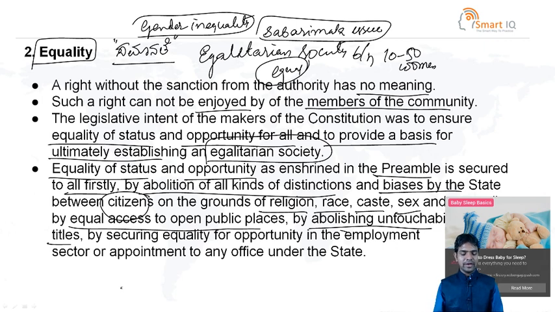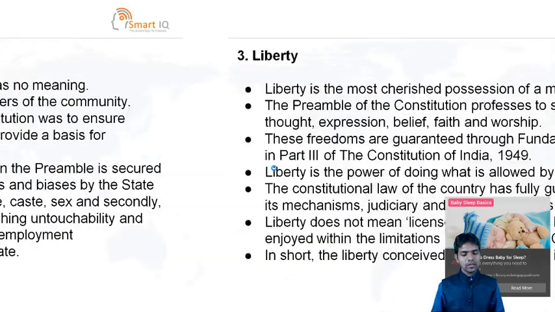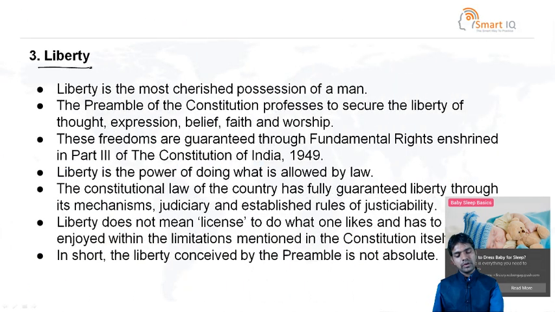Article 18 talks about the abolition of titles and their practice, by securing equality of opportunity in public employment and appointment to any office under the state. There is no discrimination in giving jobs and access to public places. That's the reason you have to follow equality in a very egalitarian way. It follows that it is an egalitarian society. And next is liberty.